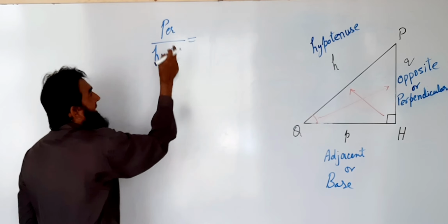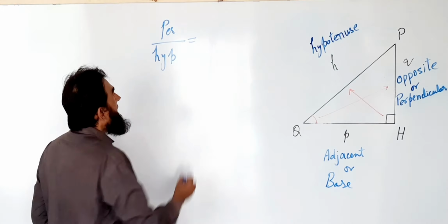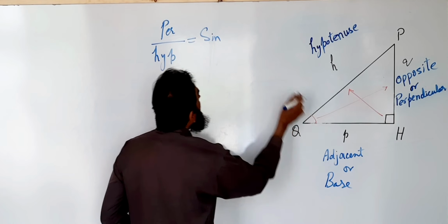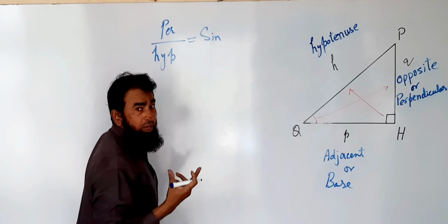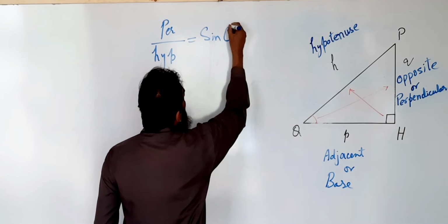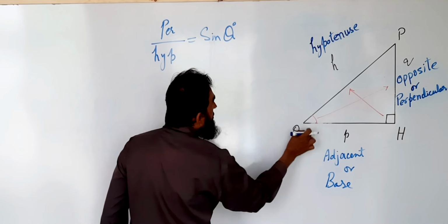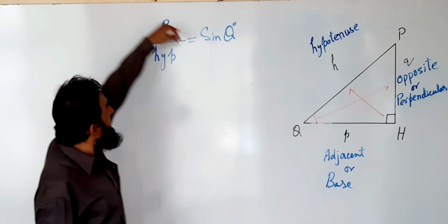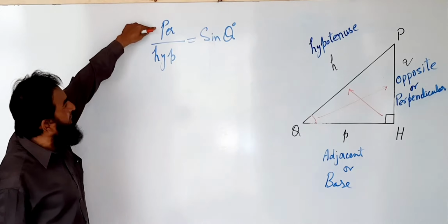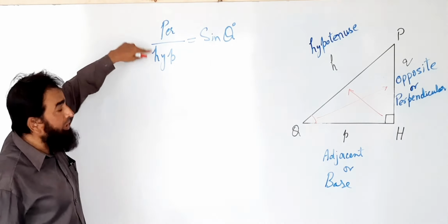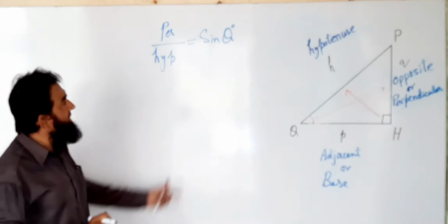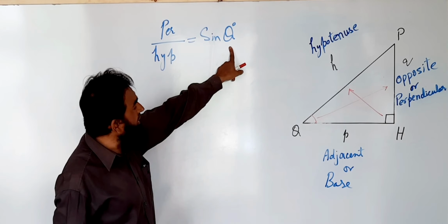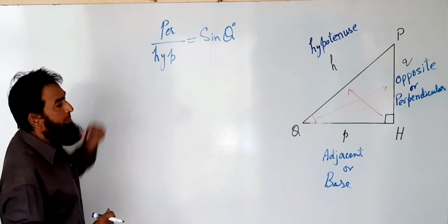So the ratio between perpendicular and hypotenuse is called sine of this angle. It is written sin, but we say the sine of angle Q. This angle is Q, so I am writing the degree sign. So sine of angle Q is the ratio between perpendicular and hypotenuse. This order does matter, keep it in your mind. This is the first trigonometric ratio which I have told you: sine of angle Q is perpendicular over hypotenuse.